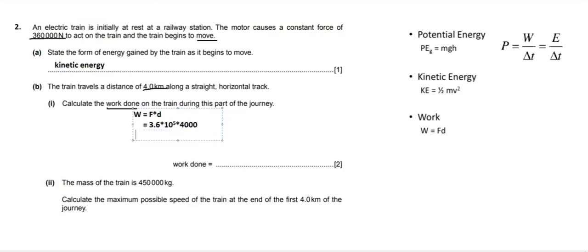Because everything will be in SI system units, if you calculate this value, 3.6 into 10 raised to 5 multiplied by 4,000, it will come out to be around 1.4 multiplied by 10 raised to 9. So this is the value we are getting over here for the work. And the unit of the work is joule, we have to write down over here. The same value I will be writing down over here, that will be 1.4 multiplied by 10 raised to 9 joule.